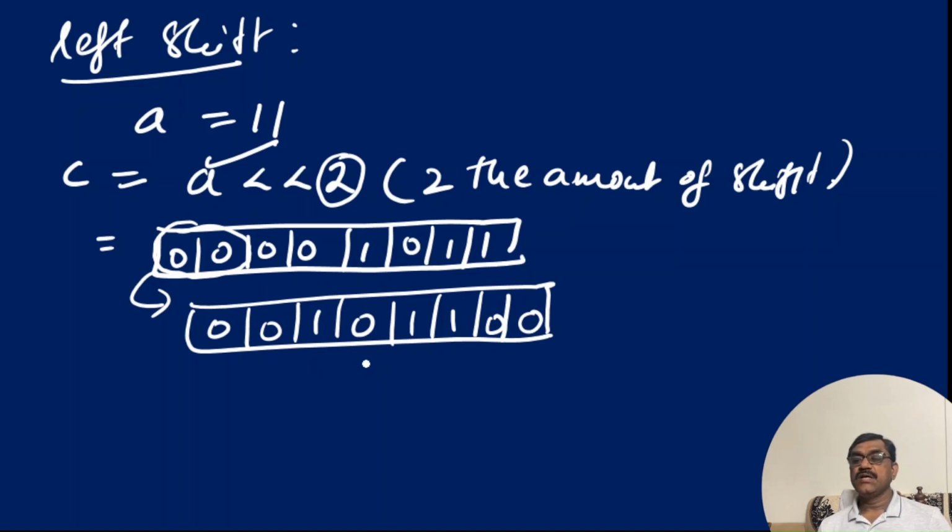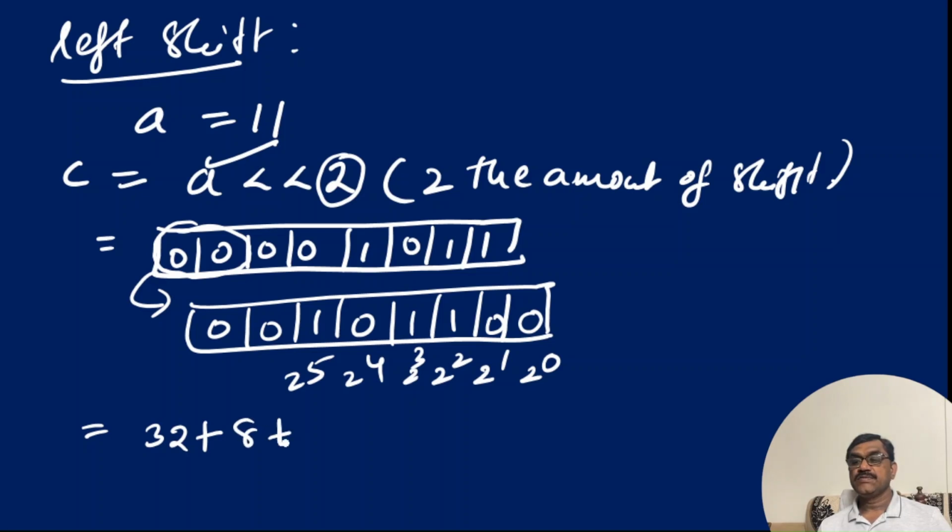Now, if you convert this binary into decimal, what you are going to get is 2 to the power of 0, 2 to the power of 1, 2 to the power of 2, 2 to the power of 3, 2 to the power of 4, 2 to the power of 5. So in this case, what we are going to get is 32 plus 8 plus 4. That means we are getting 44. 44 is the decimal value. So when you perform left shift operation, the amount of shift is 2. 2 bits we are shifting left. So the left side 2 bits are removed and the right side empty places are filled with 2 zeros, and the result we got is 44.